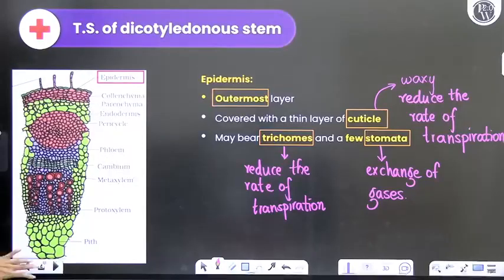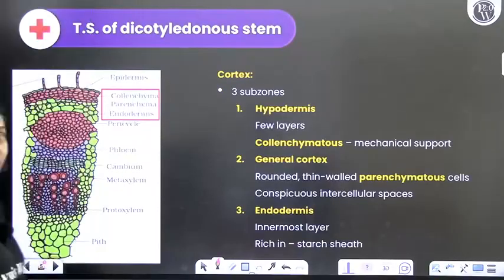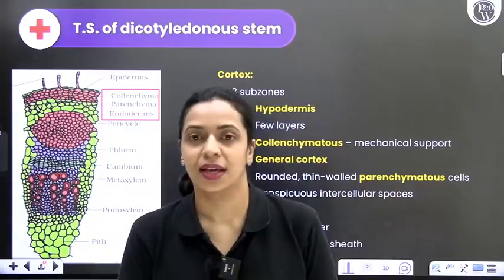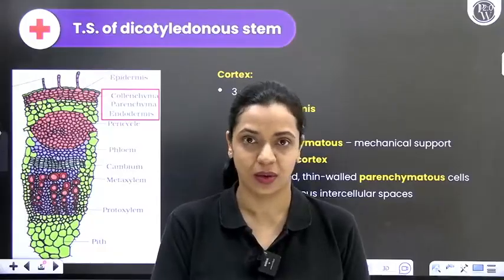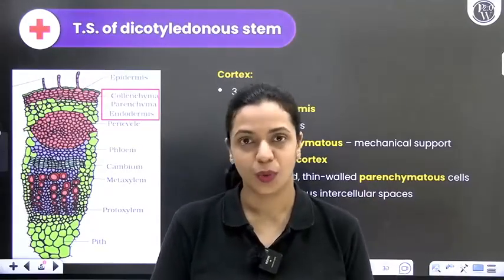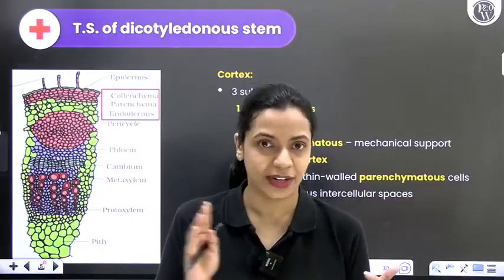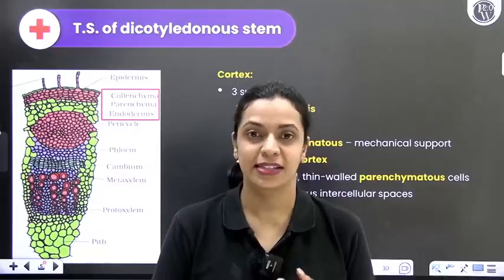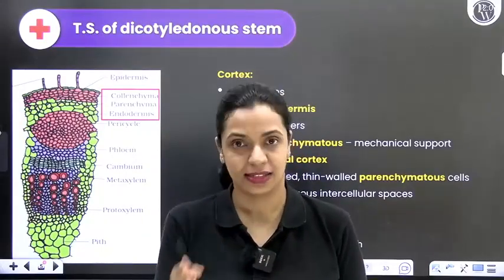Now, what was present inside the epidermis in the root? You have the ground tissue, which is cortex. Even over here, immediately below the epidermis, you have the cortex. Now, this cortex is divided into 3 different zones. Previously we saw in the root, the innermost layer of the cortex was called endodermis. Over here also you have endodermis, which is the innermost layer. But apart from the endodermis, the main cortex itself is divided into 2 distinct zones. So within cortex you have 3 distinct zones.